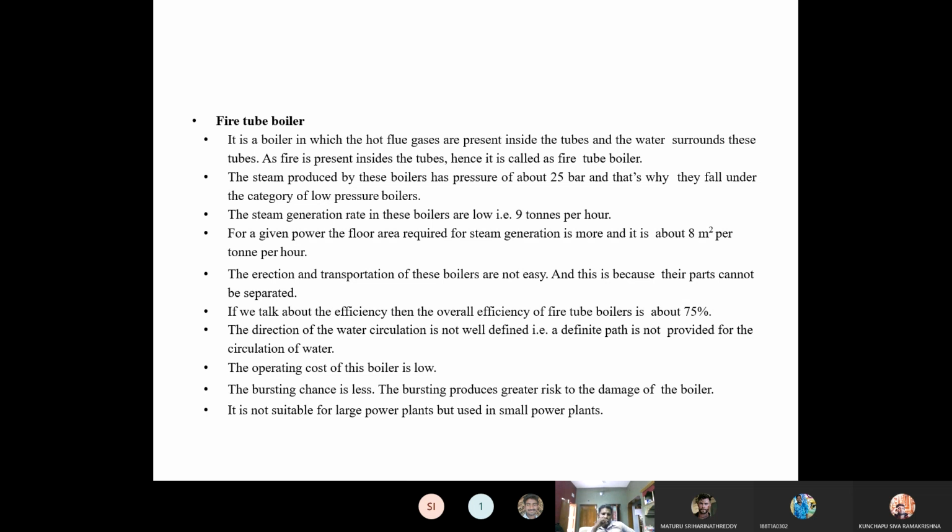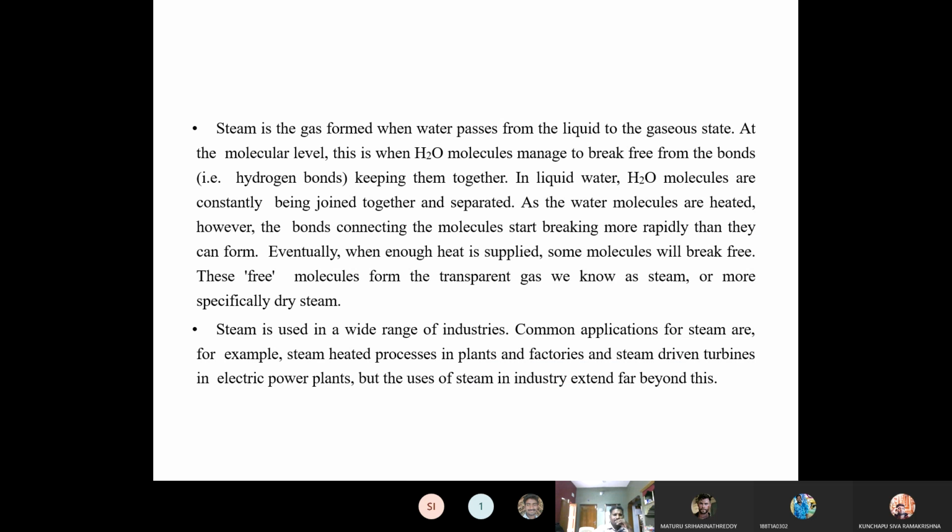But it is not suitable for large power plants, because the produced steam pressure is less. So we cannot use this for a big application like thermal power plants. Generation of electricity cannot be achieved by using these boilers. Okay, this is the simple information. Once again, we will see the summary.